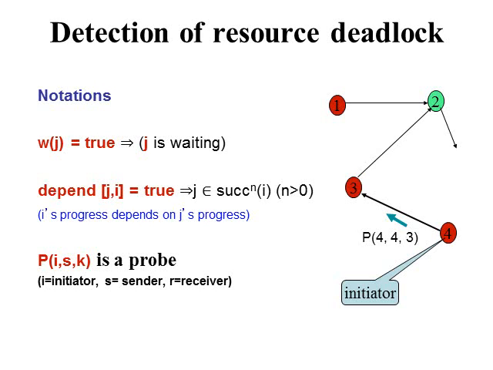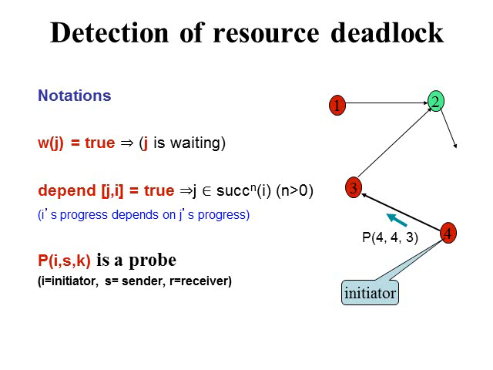Now, if this probe were being sent from process 3 to process 2, the probe value would be P of the initiator, which is going to remain as 4, the sender is going to become 3, and the receiver is going to become 2. So the probe value is going to be 4, 3, 2 if this were a probe being sent from process 3 to process 2.